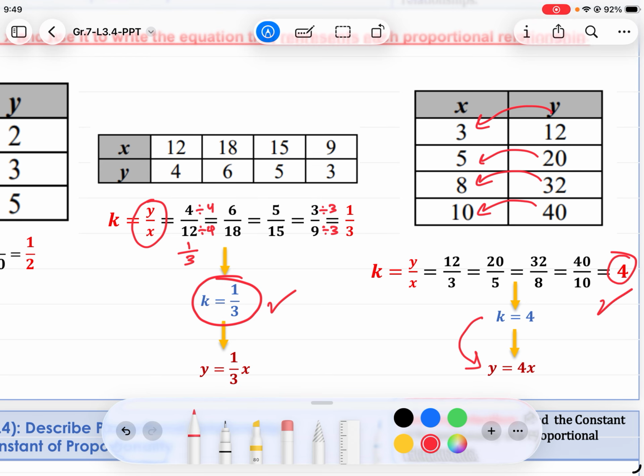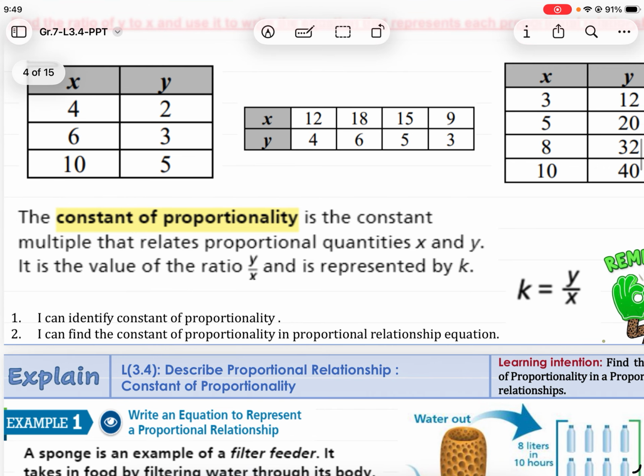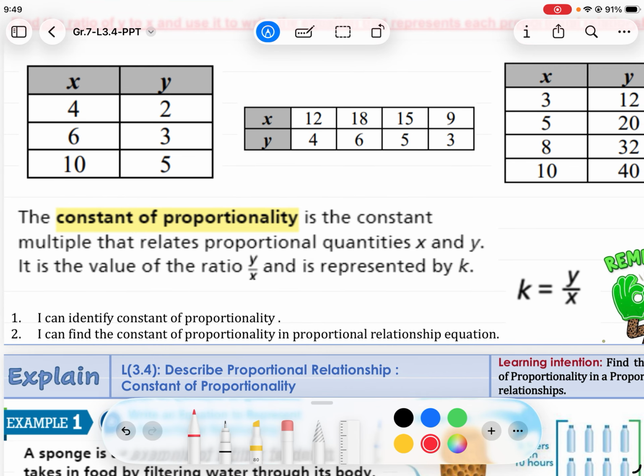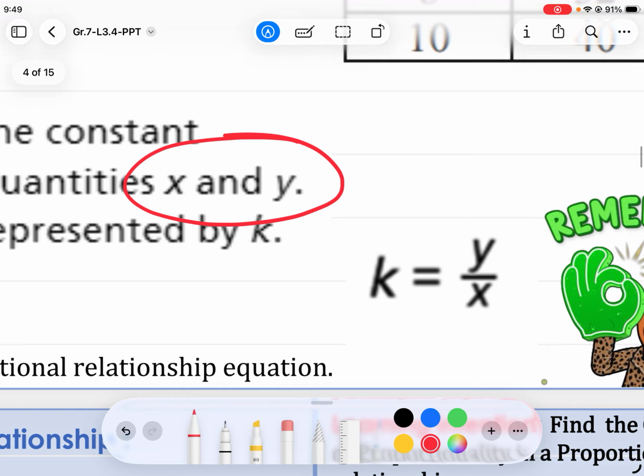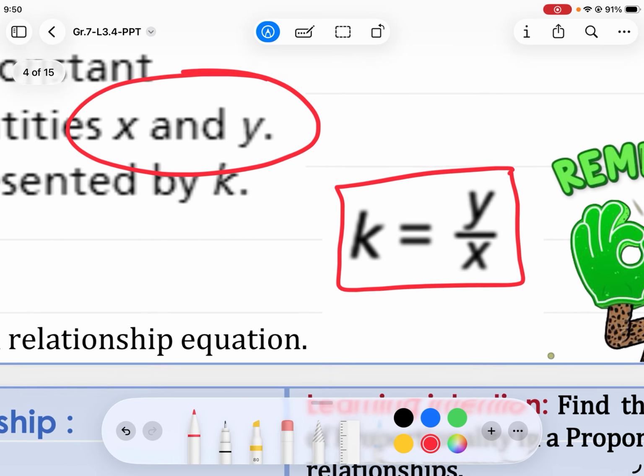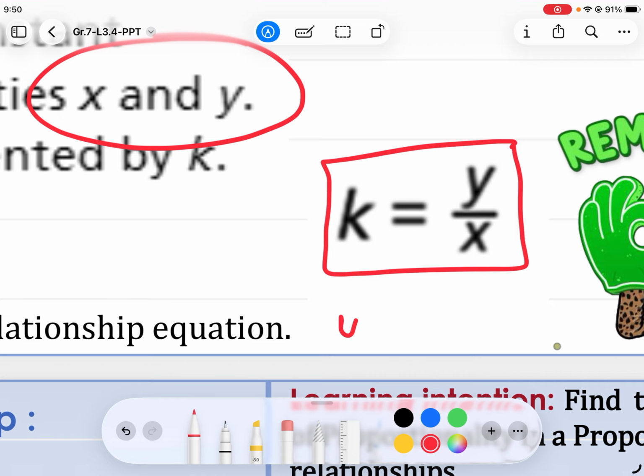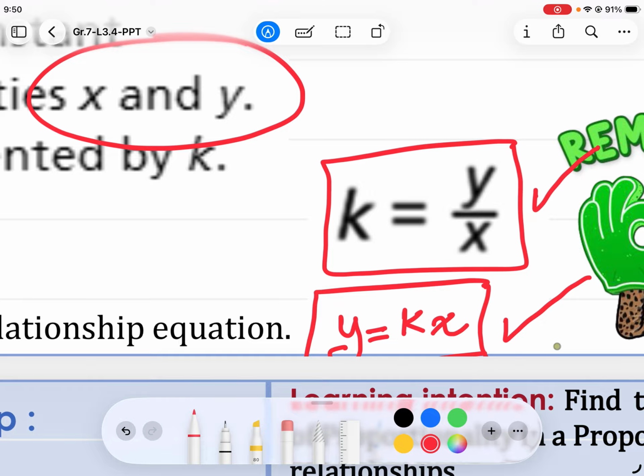So let's move on here to the definition of the constant of proportionality. You guys should focus on it. It's the ratio between the two quantities, y and x. You should know that k is equal to y divided by x, and that the equation that represents the proportional relationship is y equals kx. Okay, guys? These are the only two things that you're supposed to know in this lesson, in 3.4: how to find k, and how to write your equation.